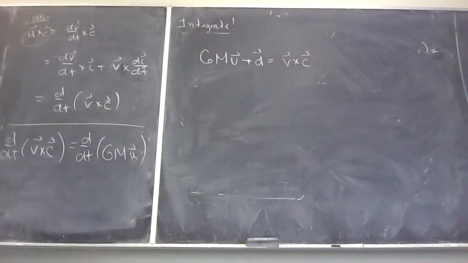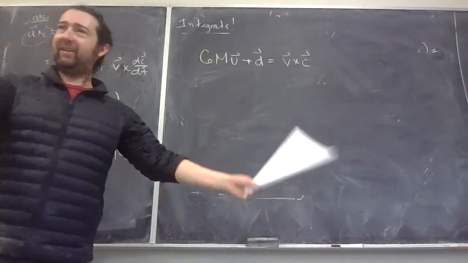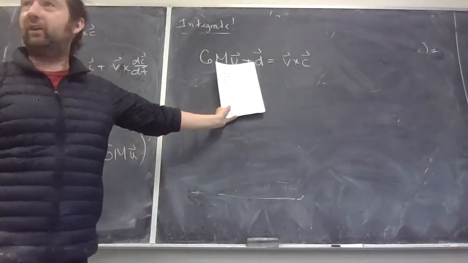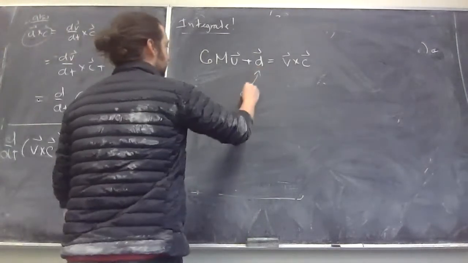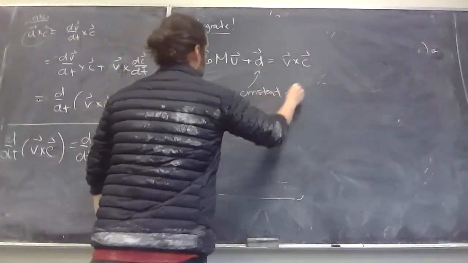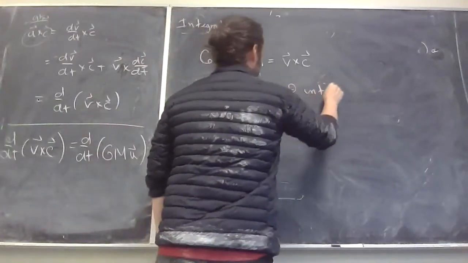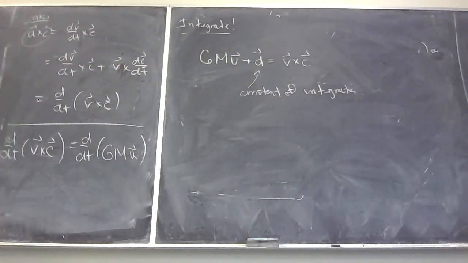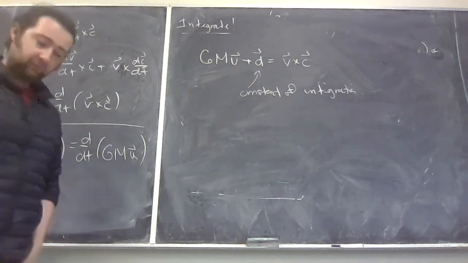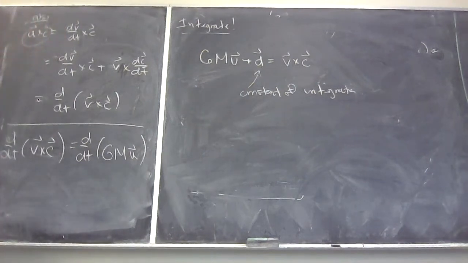Why the plus D? It's the constant of integration, right? I mean, a derivative would destroy a constant. So I have this arbitrary constant vector. This is the constant of integration. And I guess the next claim is, how do I know that D has to be in the same plane that all the rest of this is? The claim is that D is also in the XY plane. Why?